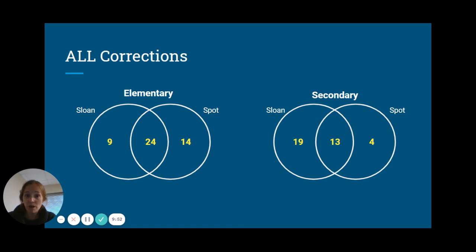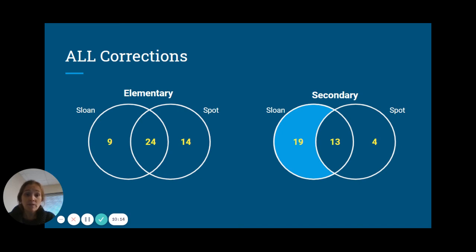But looking back at these raw numbers again, specifically at the numbers of kids who needed corrections, at the elementary level, if you just did the spot, you'd miss 9 out of 47 kids, or 19%. That's almost 1 in 5 kids who need corrections. If you just did the Sloan, you'd miss 14 out of 47, or 29.8%. That's 3 in 10 kids.